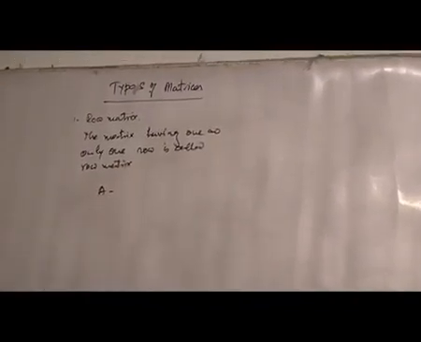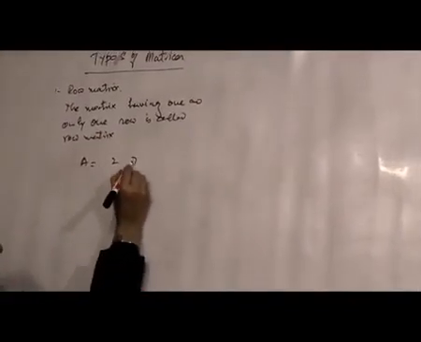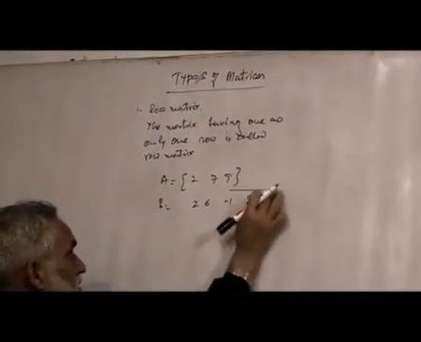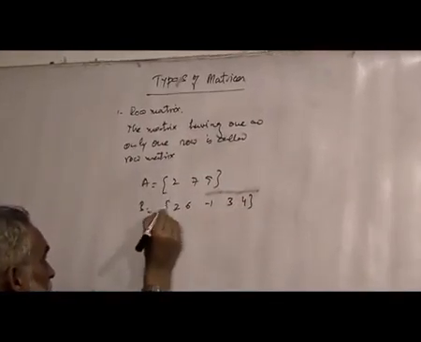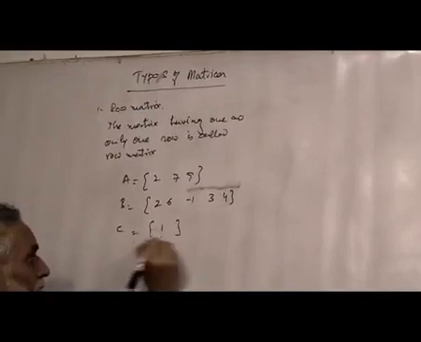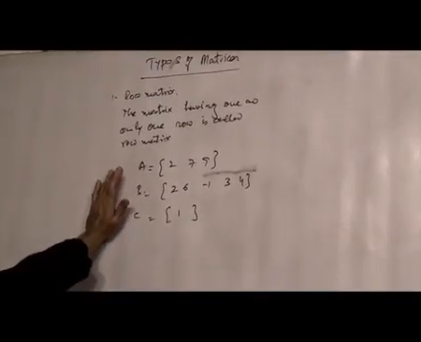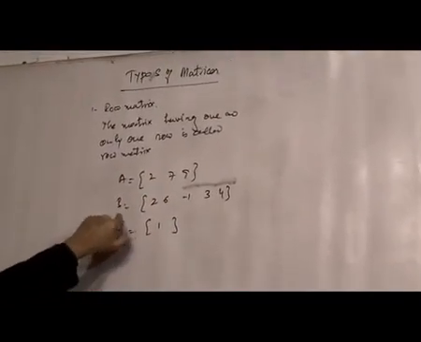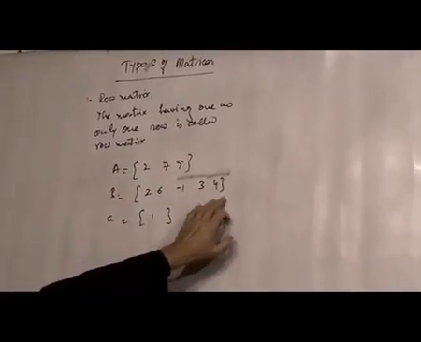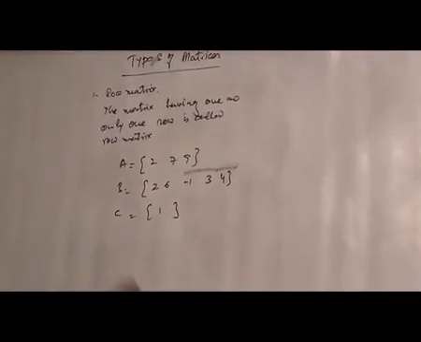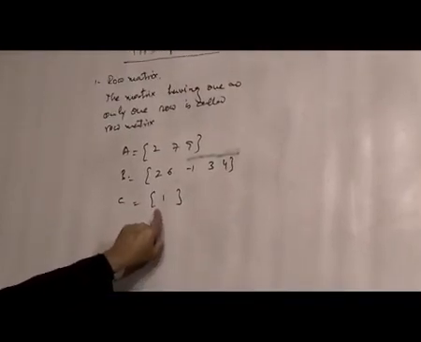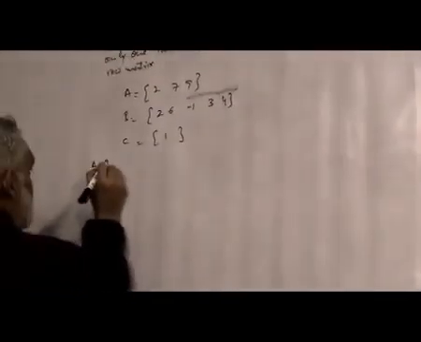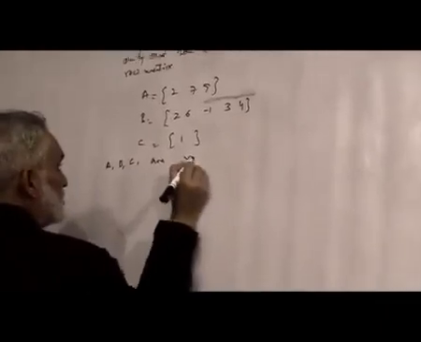And its examples are A, 2, 7, 9. B, 2, 6, minus 1, 3, 4. And even C, 1. You know, the matrix A consists of only one row and 3 columns. Matrix B consists of 5 columns, but only one row. And C has only one row and one column. So these matrices are called row matrices. So A, B, C are row matrices.